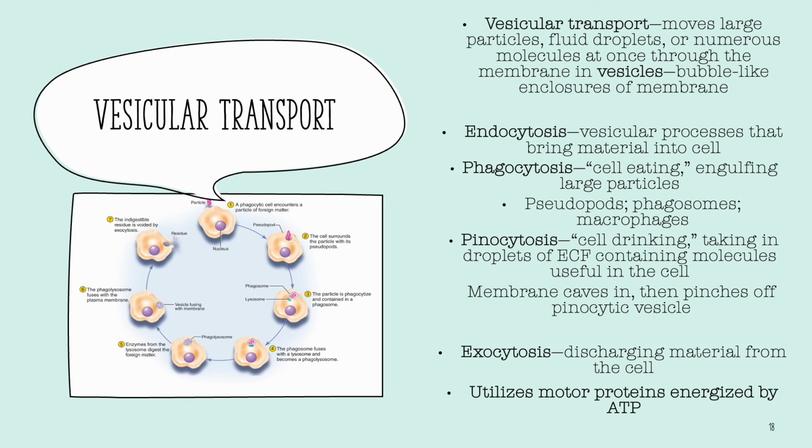Then you have phagocytosis, which is cell eating, engulfing large particles. Pseudopods are finger-like projections that take in the large particles. Macrophages, that is a type of white blood cell. What it does is surround and kill microorganisms and remove dead cells. It also stimulates the actions of other immune cells.